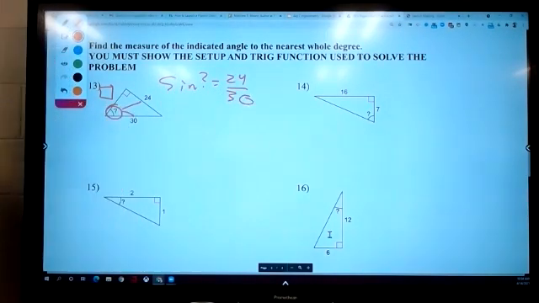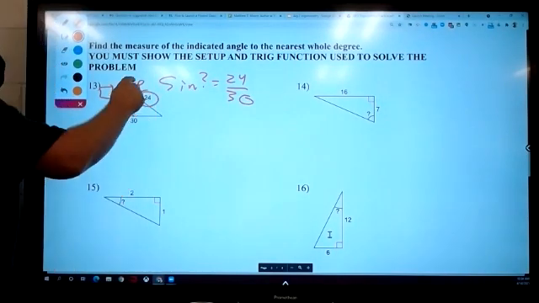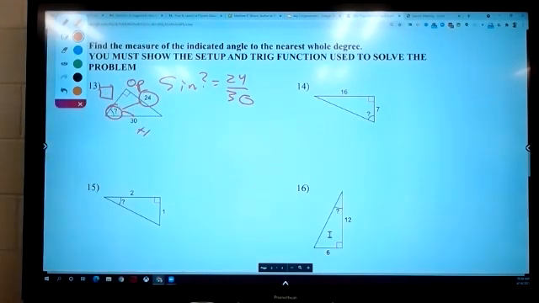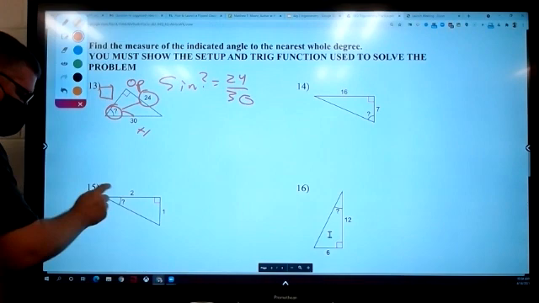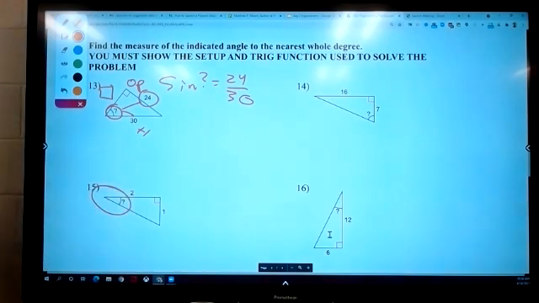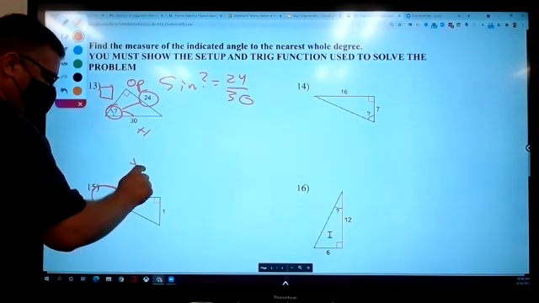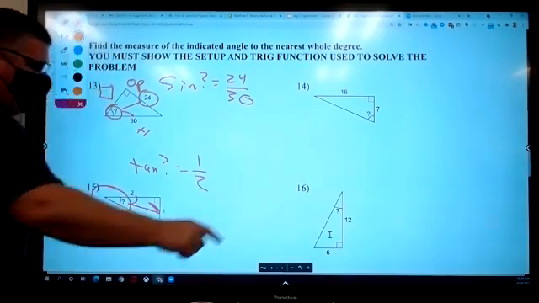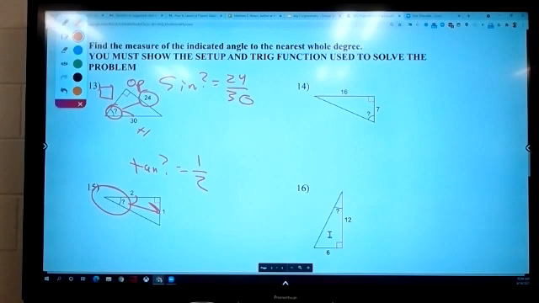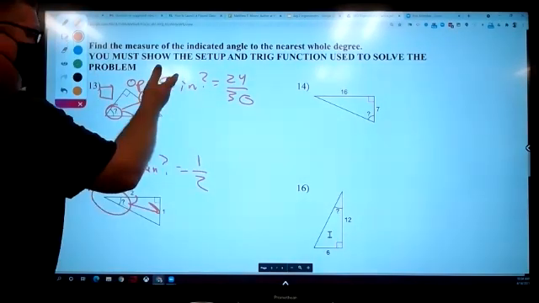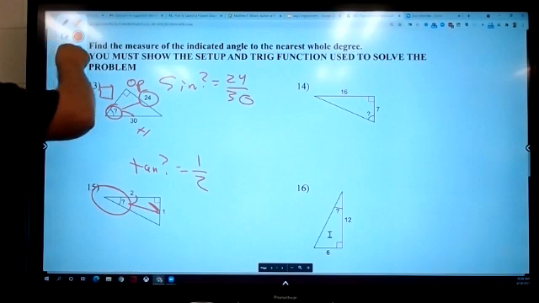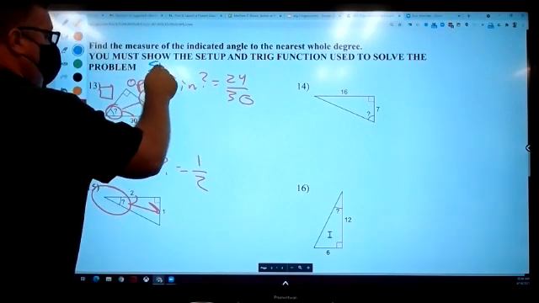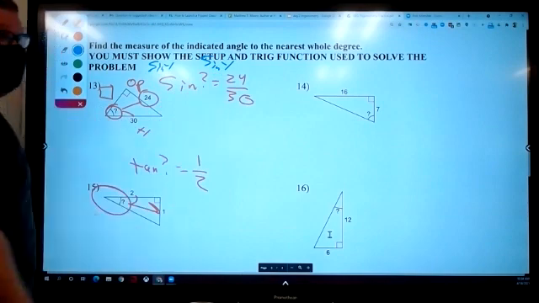Now, how did you determine that sine was the way to go? Opposite over hypotenuse. You know the opposite, and you know the hypotenuse, so that's going to be sine. What am I going to do down here? Tangent of question mark equals 1 over 2, because that's opposite and adjacent. Does everybody agree? Okay, so then how do I actually get the angle? What do I got to do to get rid of sine? Sine inverse.